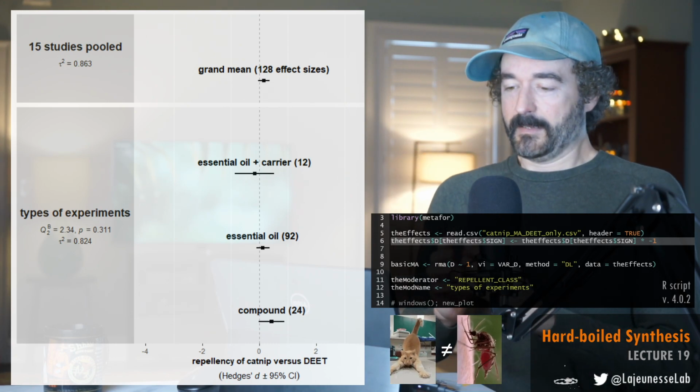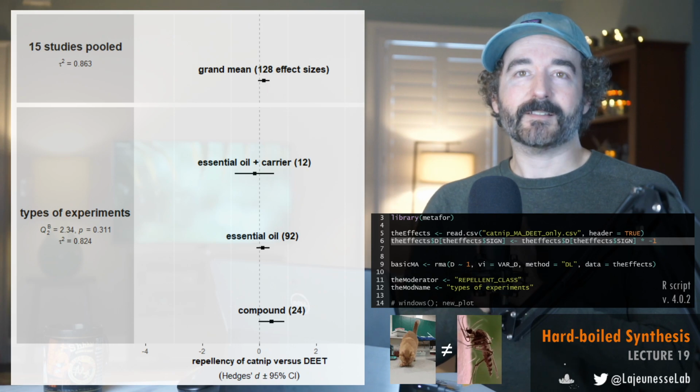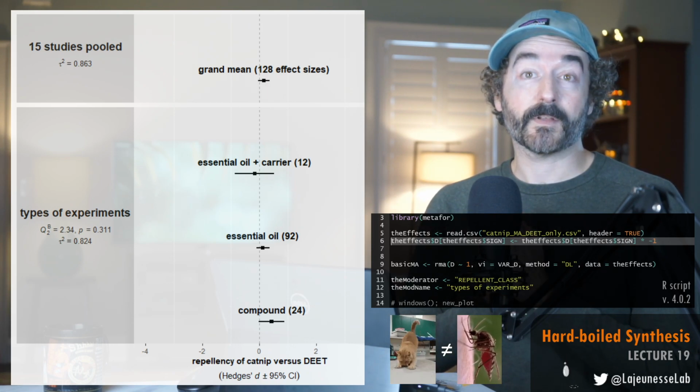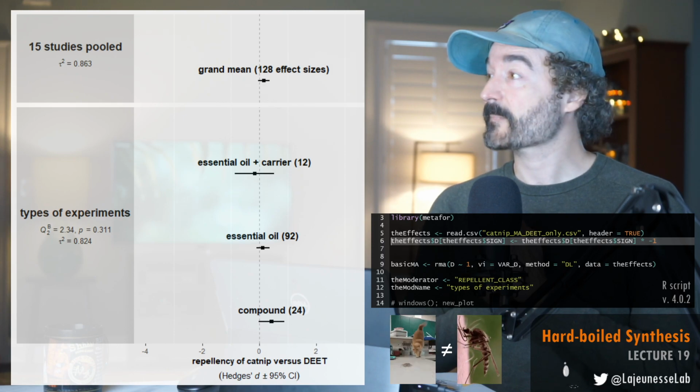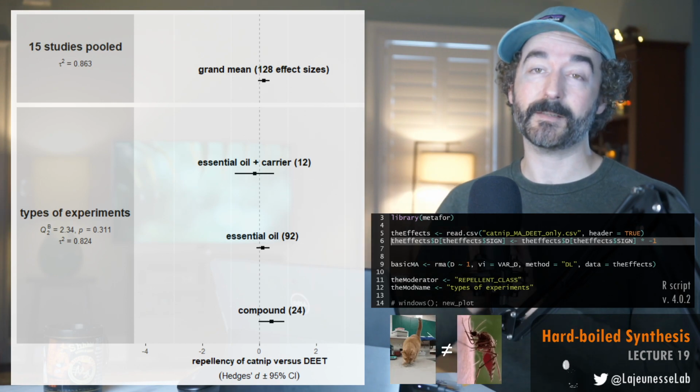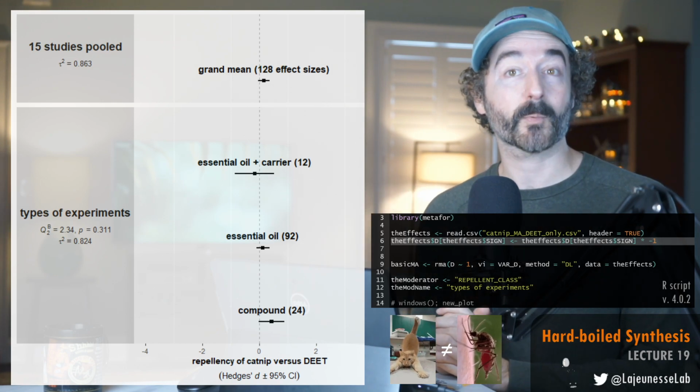So the first one that I'm going to test is whether or not the odds ratio based effect sizes differ from the Hedges d effect sizes. I converted the odds ratios into Hedges d, but now I've got to double check to make sure that was appropriate to do in the first place.